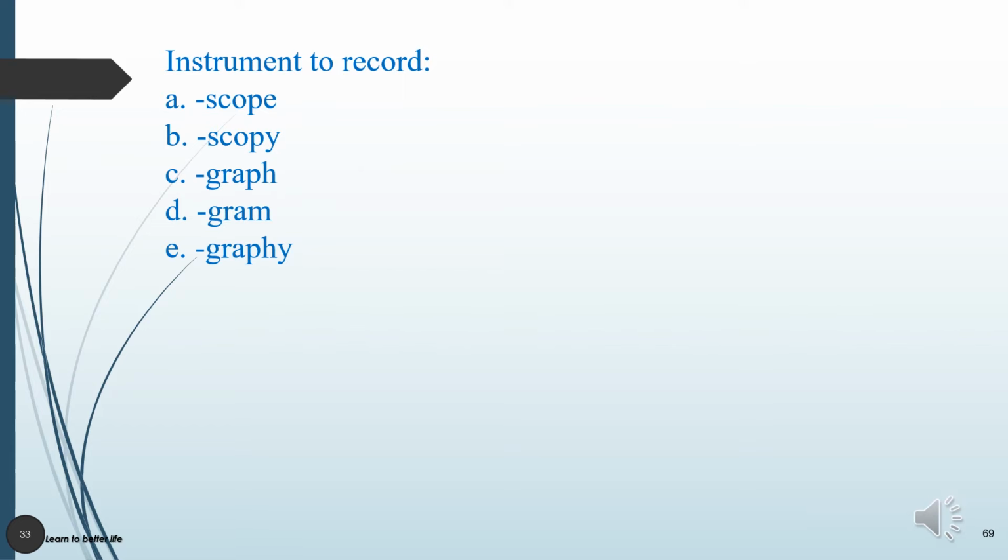Instrument to record is A. Scope. B. Scopy. C. Graph. D. Gram. E. Graphy. The answer is C. Graph.